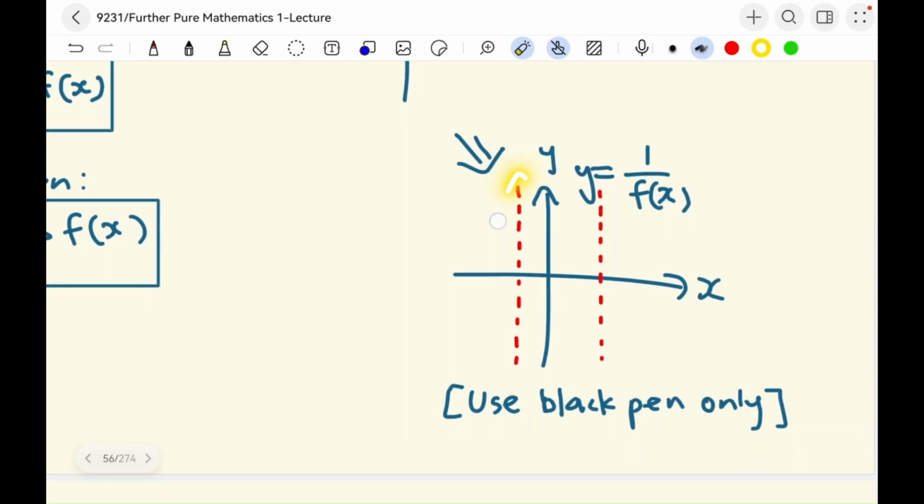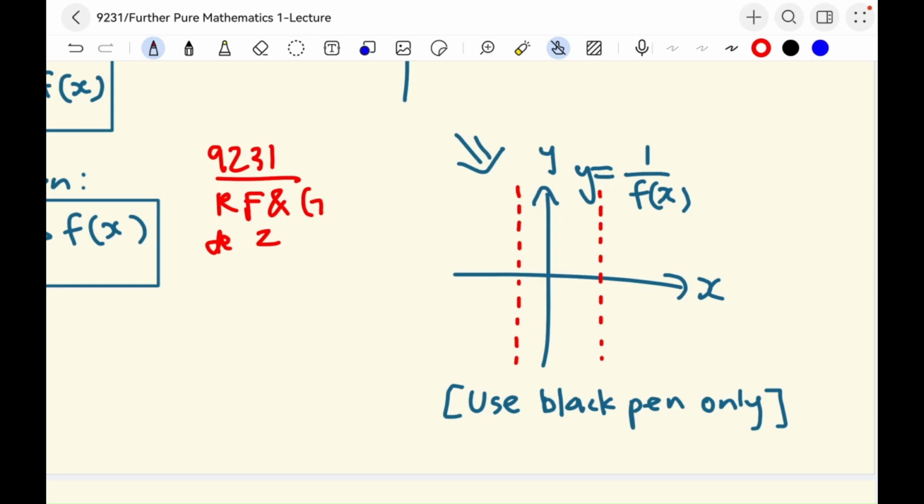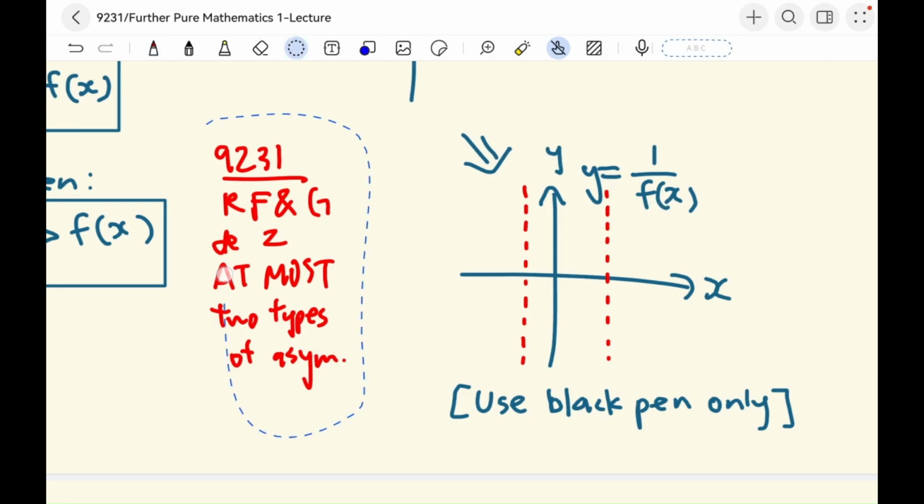Okay, so what you can see, there are two VA. So it doesn't matter that the VA can be multiples, but as long as it is a rational graph, it has at most two distinct types of the graph. Okay, sorry about that in the last video. So please take note that in the 9231 syllabus, rational function and graph, since the degree is under 2, there are at most two types of graph only, two types of asymptotes. All right, please take note about it. Okay, I'll erase this away.